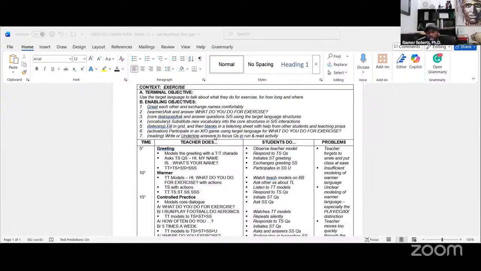Now notice that the textbook that we're using is called Smooth Moves. Why do we call it Smooth Moves? We intentionally call it that, not because it's a cool name, but because as a teacher, when we're instructing, we're moving throughout our lesson smoothly. So the students don't know that we went from greeting to warmer to controlled practice to vocabulary. They don't know that because we're just transitioning smoothly.